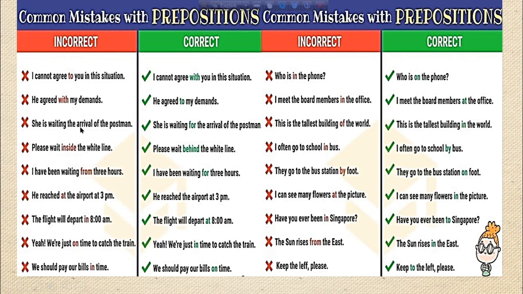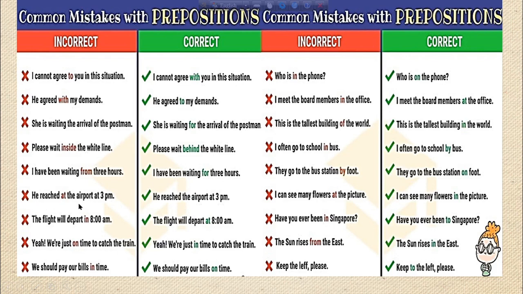She is waiting the arrival of the postman. She is waiting for the arrival of the postman. Please wait inside the white line. But the correct answer will be, please wait behind the white line. We say, I have been waiting from 3 hours. But the correct answer is, I have been waiting for 3 hours.